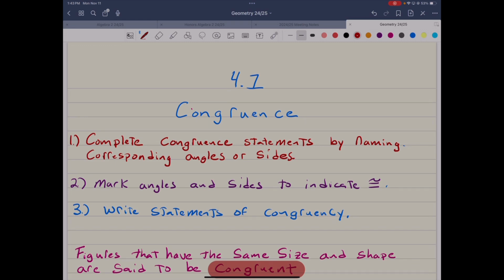So we've got 2 days of 4.2, and then we're going to take a quiz over these two sections on Friday. Okay, so just a relatively quick little snippet of things. Then we're going to quiz over it, and then move on to some triangle congruency. So basic plan for today, I've got three things. We want to complete congruent statements by naming corresponding angles and sides. We want to be able to mark angles and sides to indicate congruency, and then write statements of congruency. It's not necessarily going to be in that order, but these are the three things that we want to take care of today.